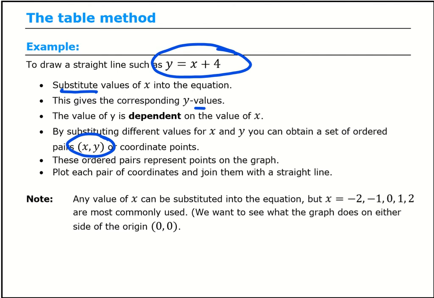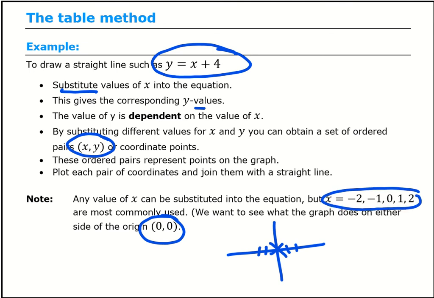We could choose any values of x that we like, but typically I usually go with the origin. So if I think about my origin right there in the middle, 0, 0, I usually choose some values on either side of that origin. So I'll often go with -2, -1, 0, 1 and 2. But as I say, you could choose any value.